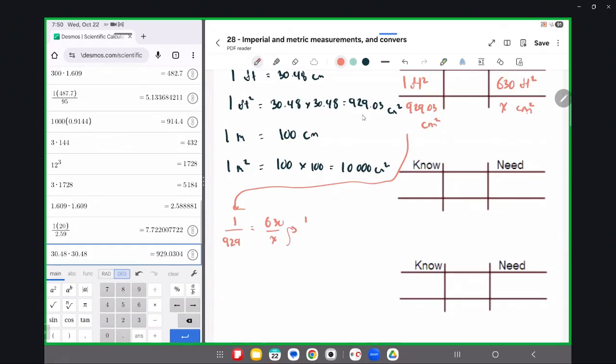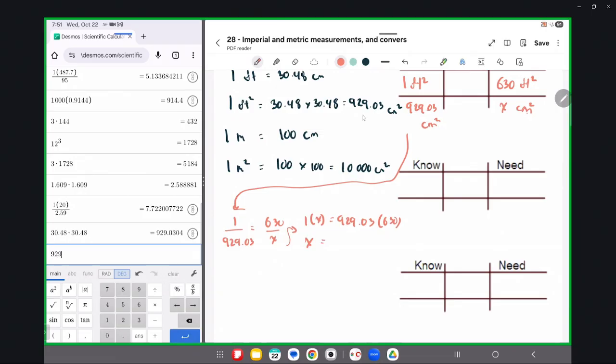So that means 1 multiplied by x will be equal to 929.03 multiplied by 630. So x will be equal to, this is some large number, 929.03 multiplied by 630. So this is 585,288.9 centimeters squared. And so now we can use the next ratio.